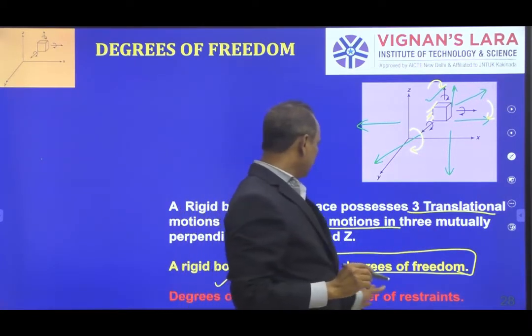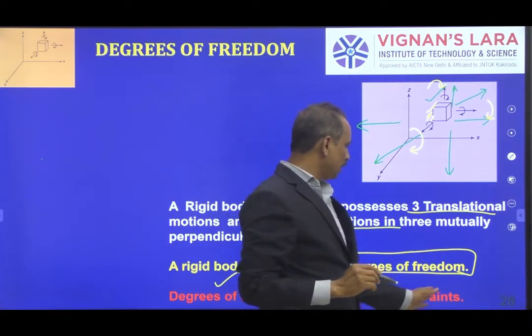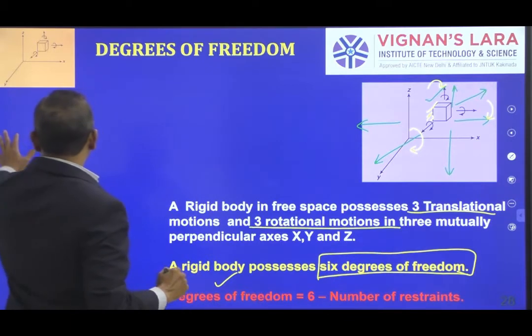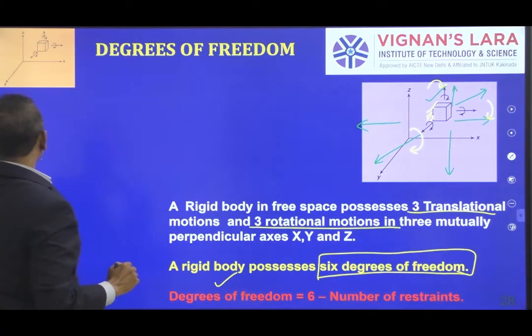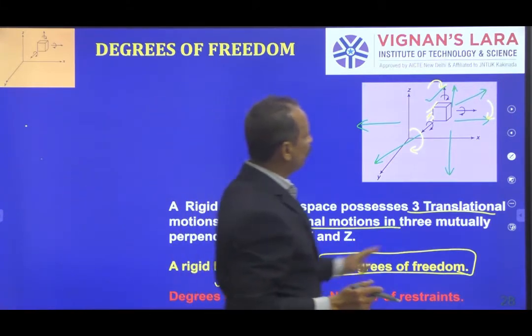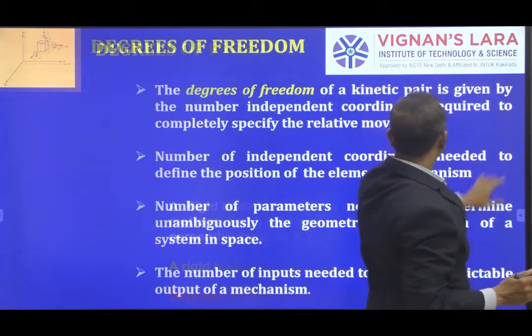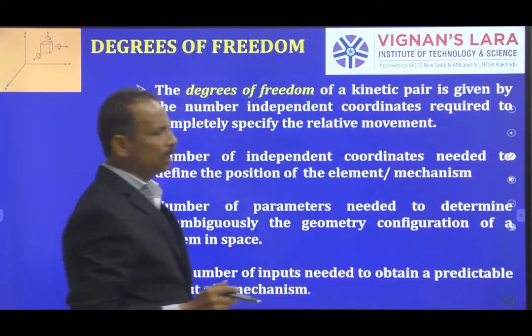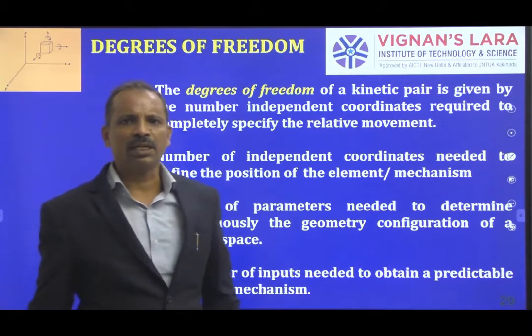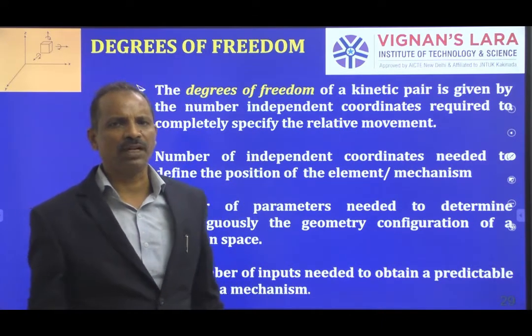Then 6 minus 1 rotation prevented gives the 5 degrees of freedom, like you can change. Now I will go for the degrees of freedom definition by various authors or various writers or various researchers, how they have defined.